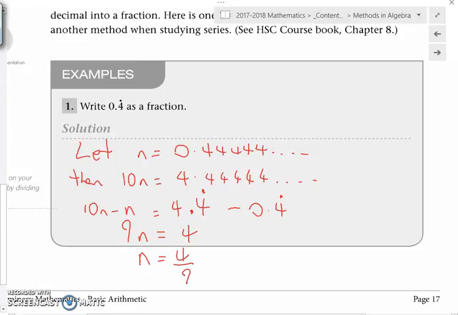Why did we get the 9? Because I did 10 n's minus n. Why did we get the 10? Because I wanted to get rid of that recurring decimal bit. See how I've got 0.4 recurring? Times by 10 gave me a number with exactly the same recurring part, and I was able to then subtract it, and it gets rid of that recurring bit.